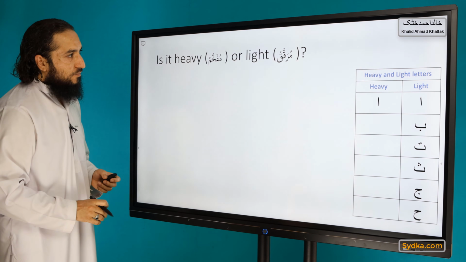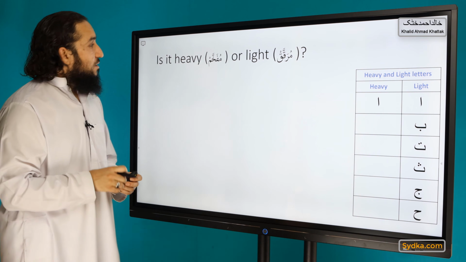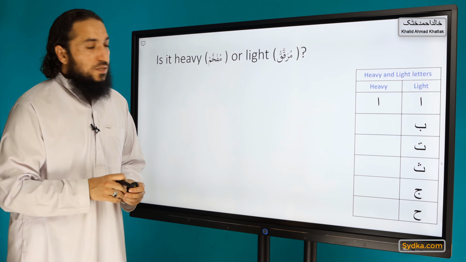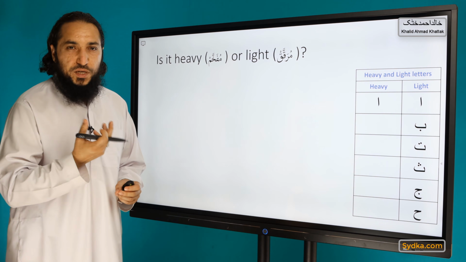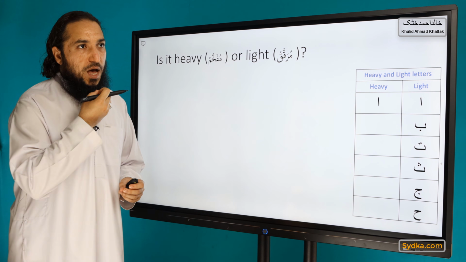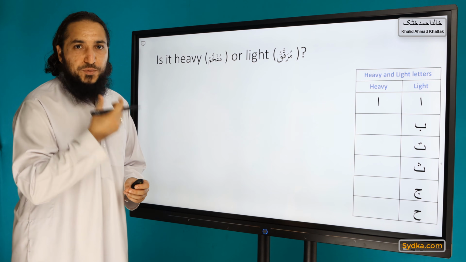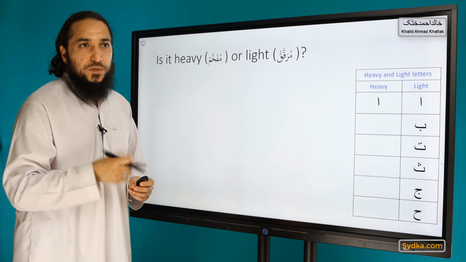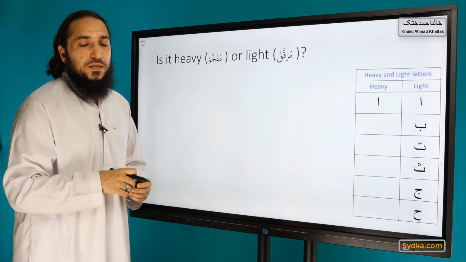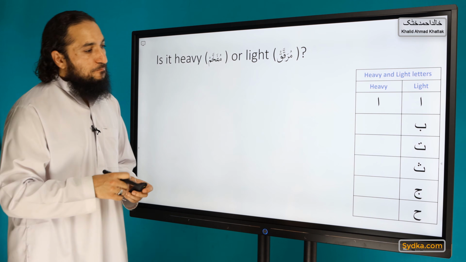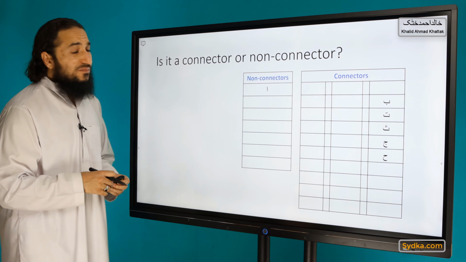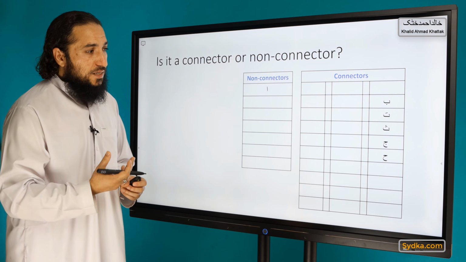Next slide. Is it heavy or light? It is a light letter. When we pronounce it, our mouth and lips remain flat. For example, the Ha sound. Next, is it a connector or non-connector?